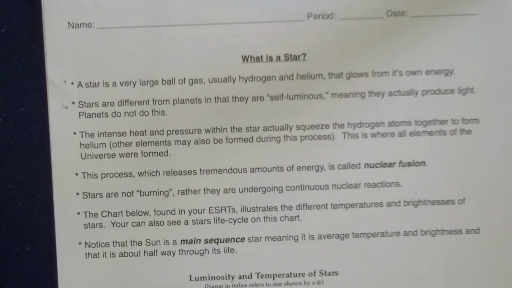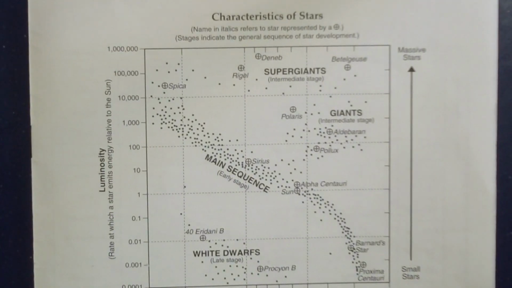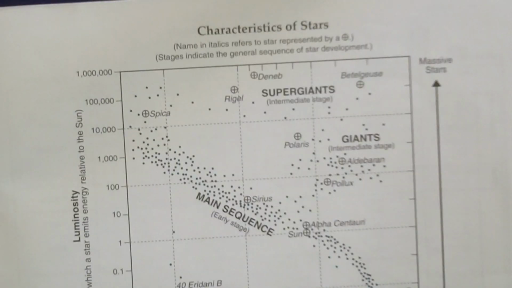The chart below, found in your science reference table, illustrates the different temperatures and brightnesses of the stars. You can also see a star's life cycle on this chart. Notice the sun is a main sequence star, meaning it is average temperature and brightness, and that is about halfway through its life. The chart that we're going to be using is found in the Earth Science Reference Table on page 15.